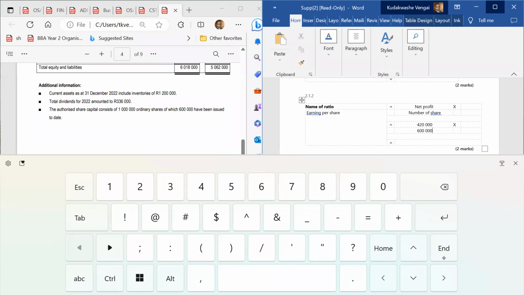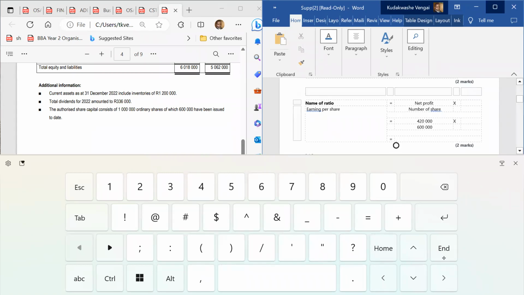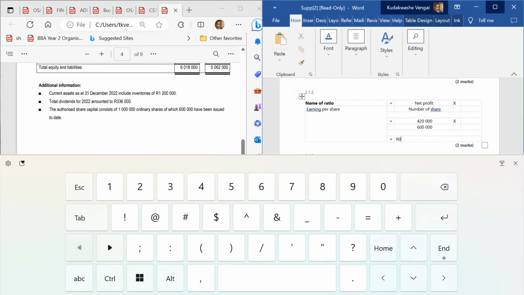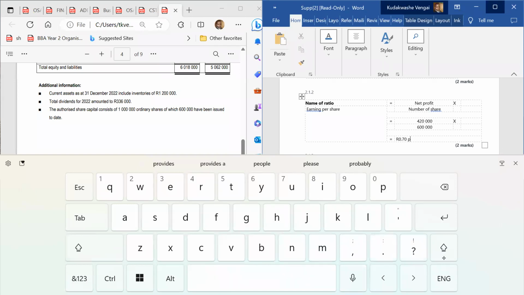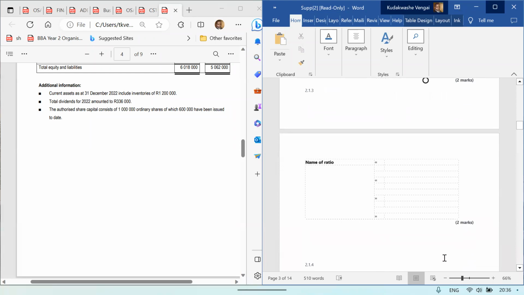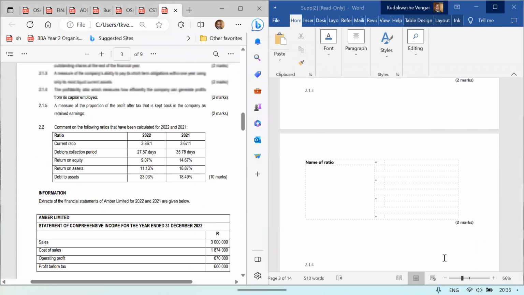So if you divide 420 by 600,000, you're going to get 0.7. So you can then say here, 0.70 rand. So that's your earnings per share. That's your earnings per each share. And then you go to the next ratio.